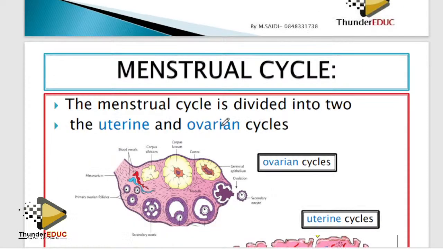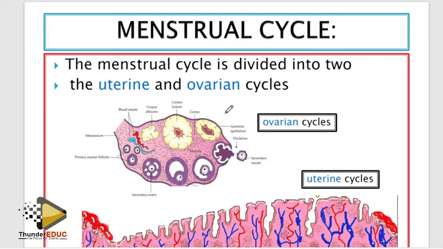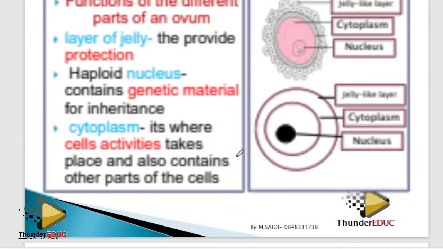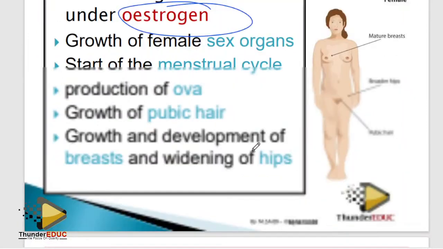All right, menstrual cycle. This is a problem for students. Let me just show you what you do when it comes to menstrual cycle so that you don't stress. Menstrual cycle is divided into two, the uterine and ovarian. Uterine is dealing with the uterus. Ovarian is dealing with the ovary. We talked about the ovarian already, so I explained that.